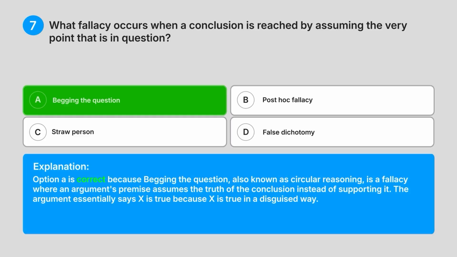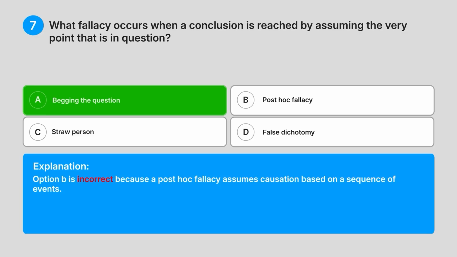Explanation. Option A is correct because begging the question, also known as circular reasoning, is a fallacy where an argument's premise assumes the truth of the conclusion instead of supporting it. The argument essentially says X is true because X is true, in a disguised way.